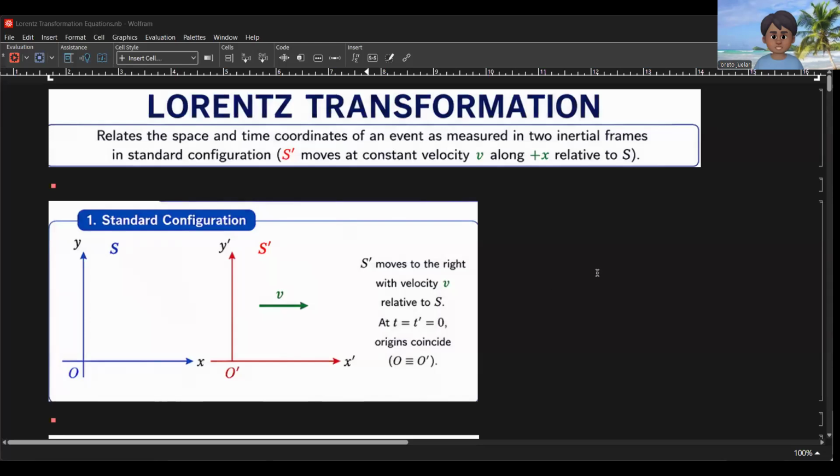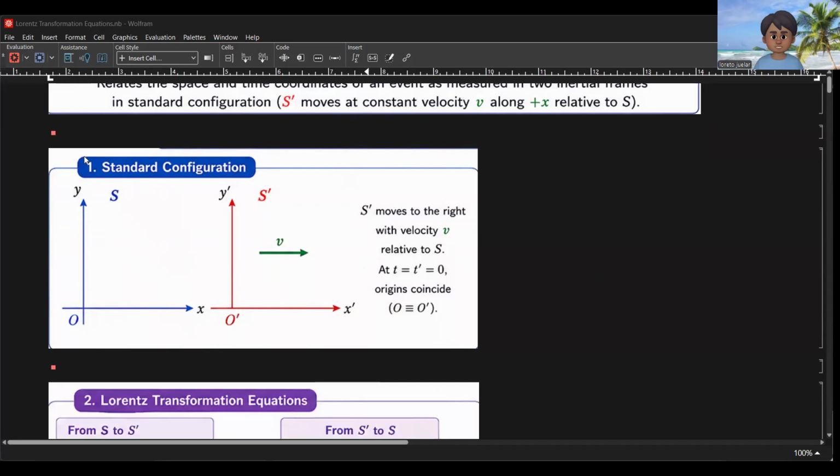Lorentz transformations relate the space and time coordinates of an event as measured in two inertial frames. In the standard configuration, S prime moves at constant velocity v along the positive x direction relative to S. So we have the standard configuration here.